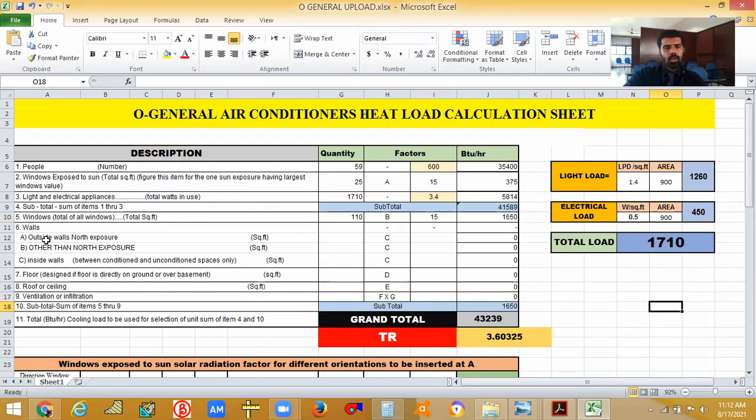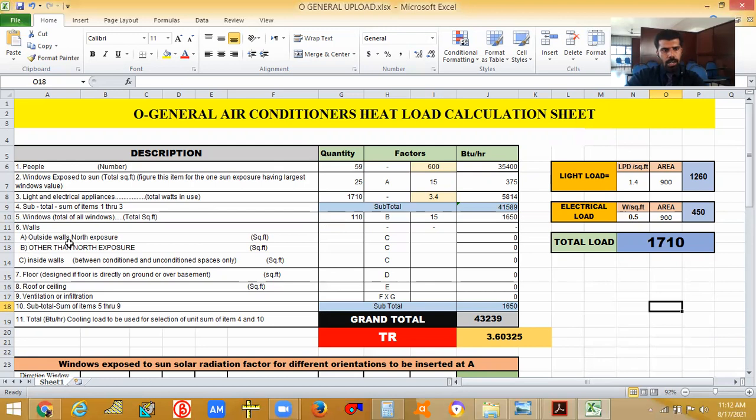Okay, so window is over. Light and other electrical equipment is over. People is also over. Now we are coming to walls. Now when coming to wall, it is subdivided into A, B, and C. Okay, so we can see it.